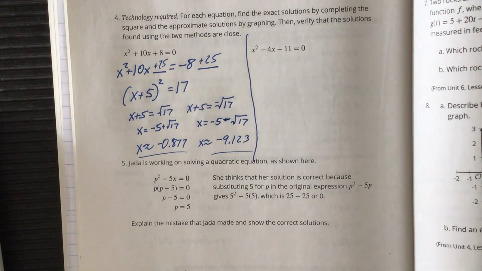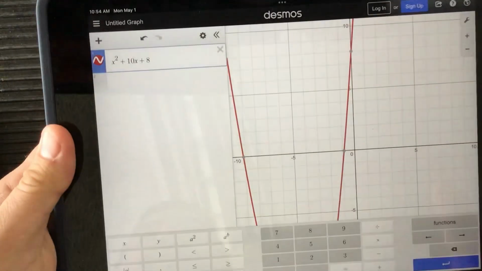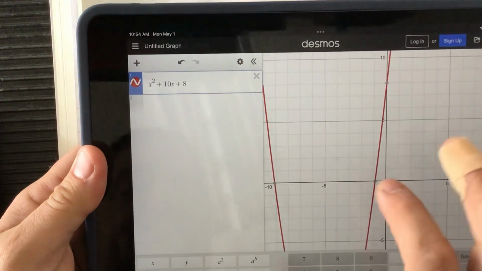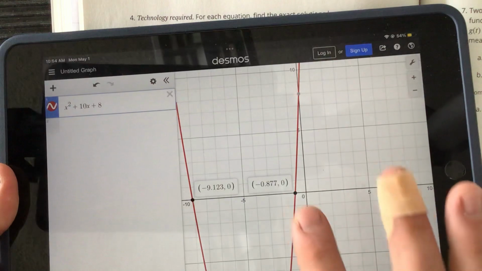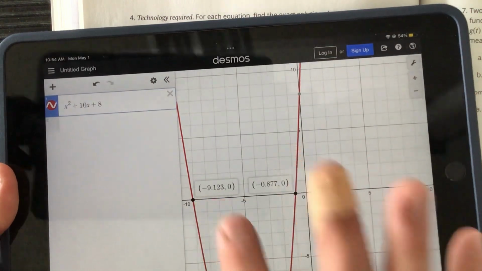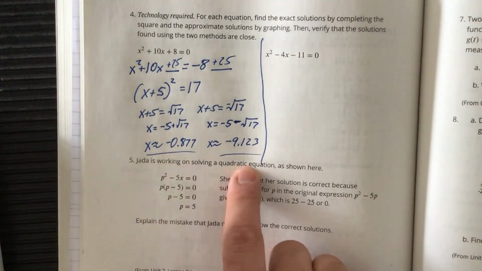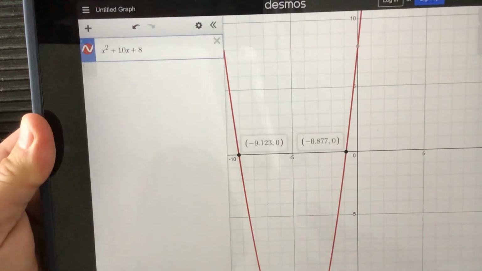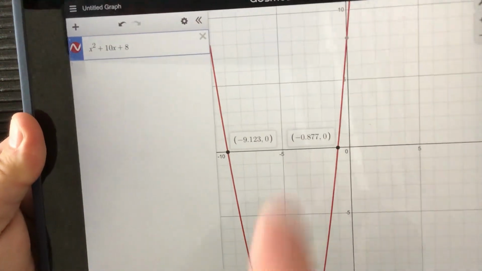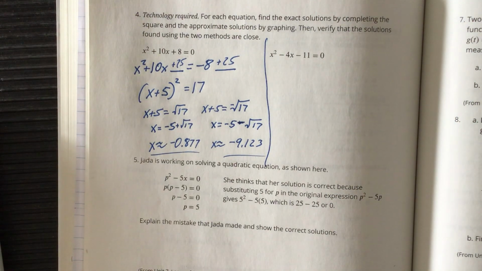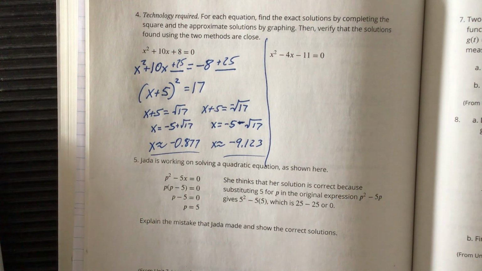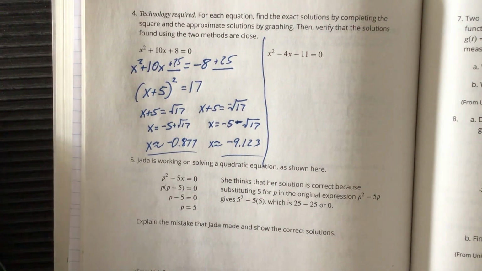I'll just do it myself. All right, so here it is typed in. X squared plus 10x plus 8. Here are your decimal equivalents: negative 0.887, negative 9.123. That's what we got, so you know you did it right. Again, Desmos is only going to give you this. That is not exact. Those are rounded. If it says exact, you need to use the square root. 5, 6, 7, 8 are all reviews. Any questions, let me know.